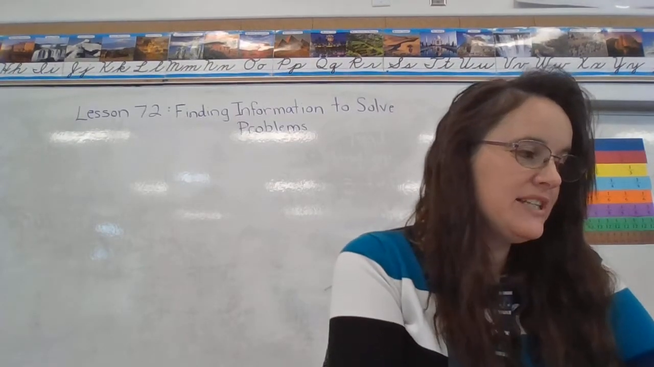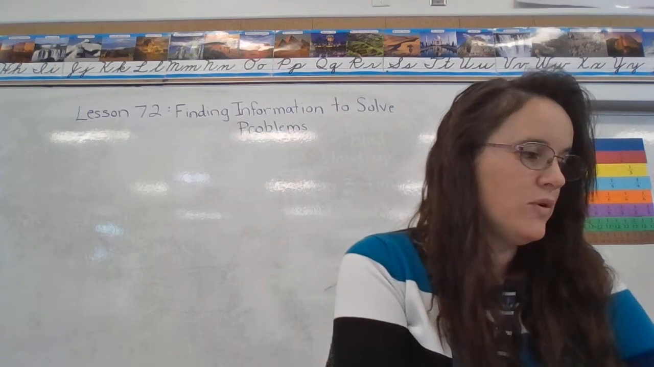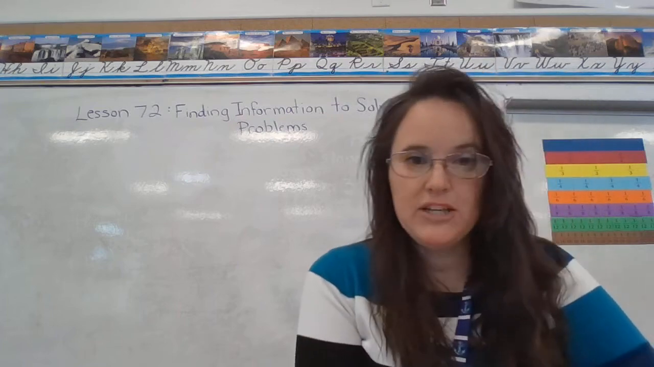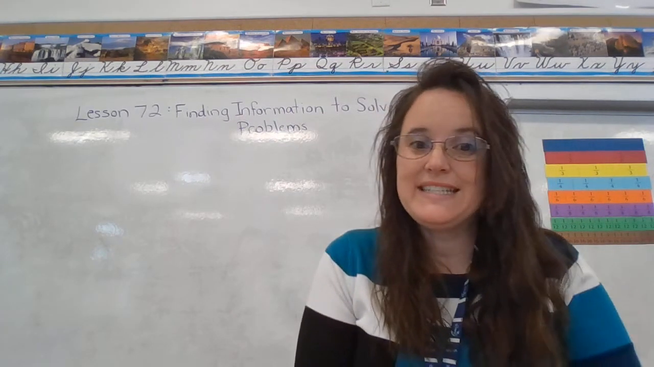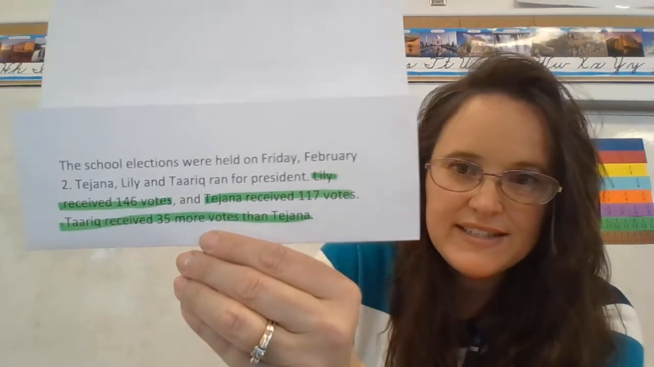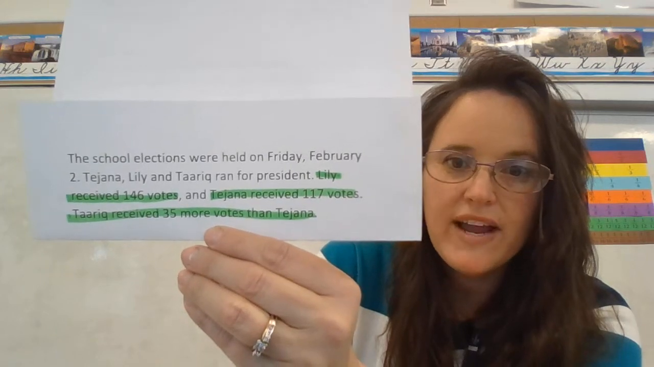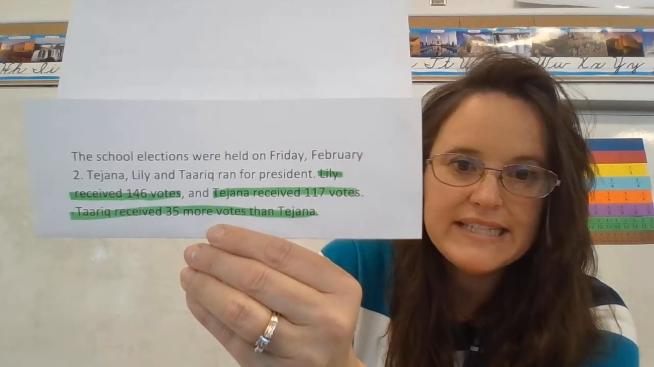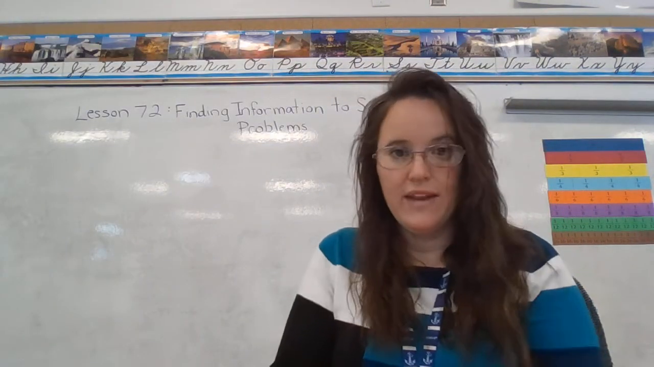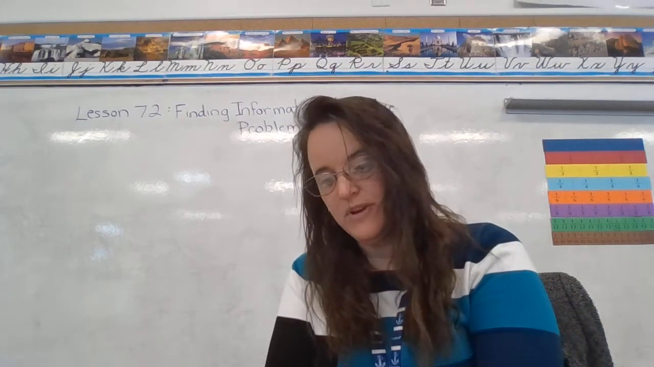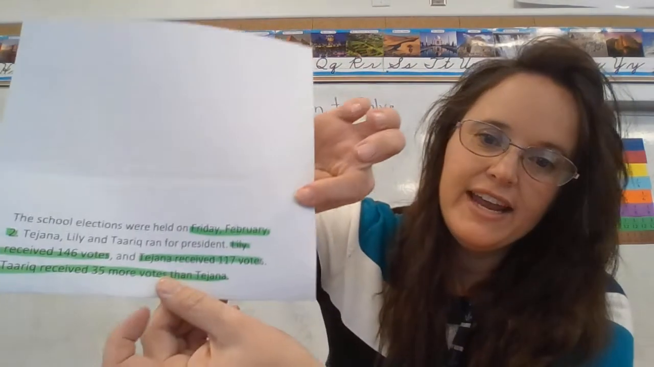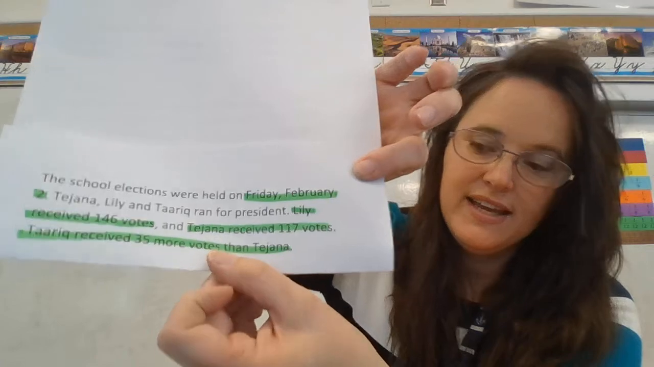There's one more part to this question. It says, speeches were given on the Tuesday before the elections. What was the date on which the speeches were given? So we need different information for this one. Here's our problem again. It says the school elections were held on Friday, February 2nd. And they want to know when the speeches were given, if they were given the Tuesday before. So I just highlighted that last piece of information. Friday, February 2nd is what we need to know.